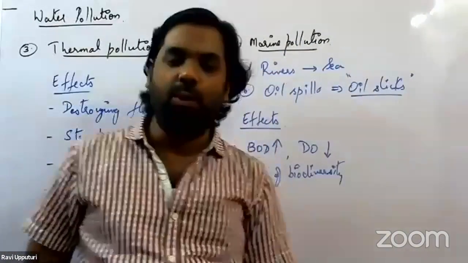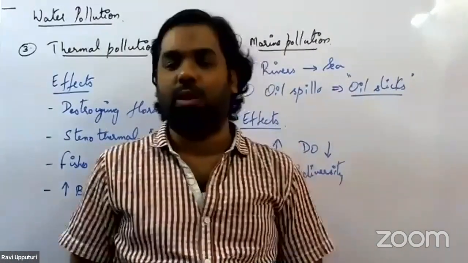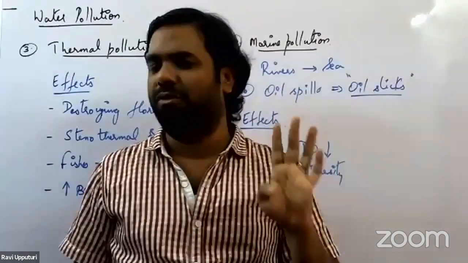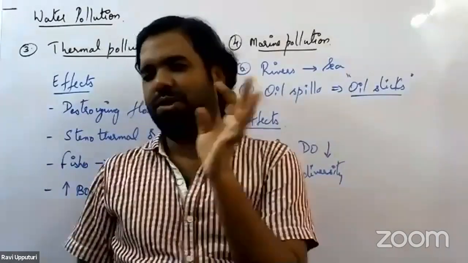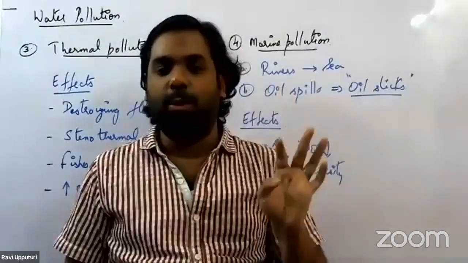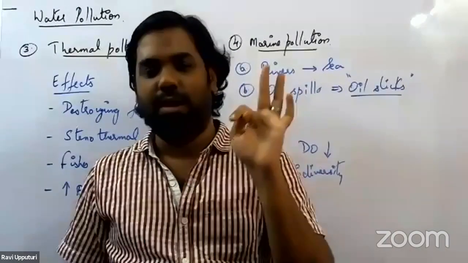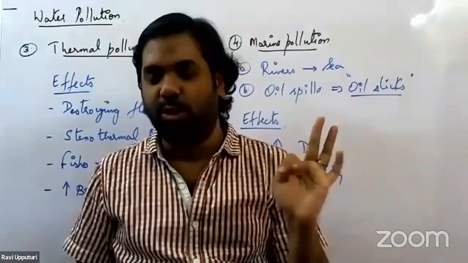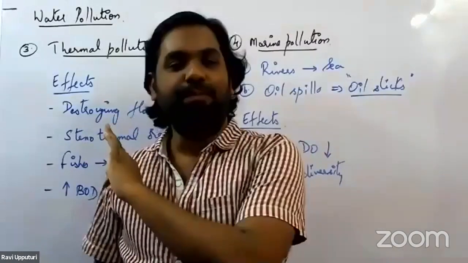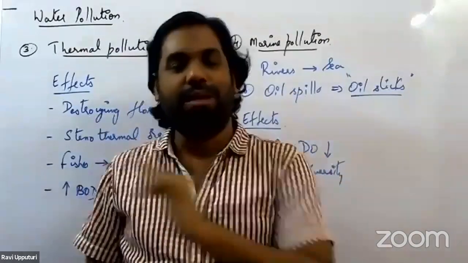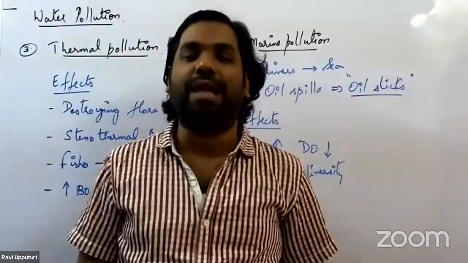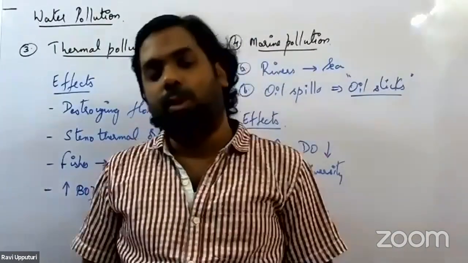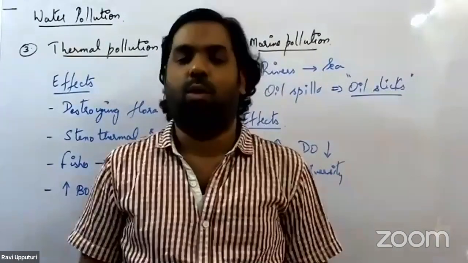So with this, we are done with the different types of water pollutants. Four major types of water pollutants what we have: the first one is domestic sewage, the second industrial waste, the third thermal pollution, and the fourth one is marine pollution. So these are the different types of water pollutants which usually bring about water pollution.